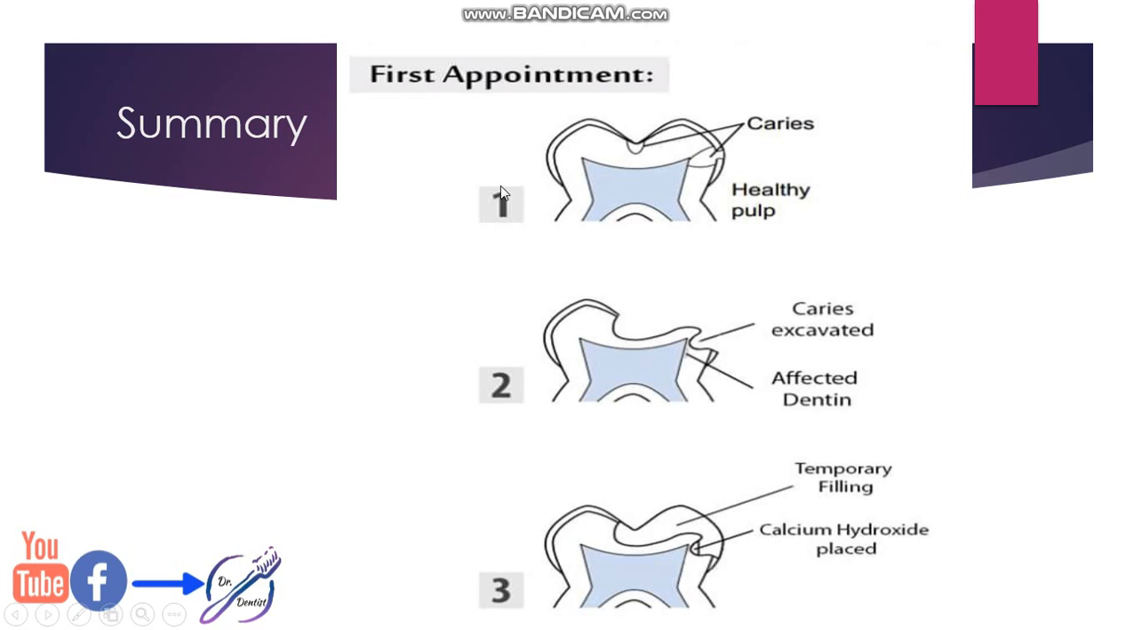In summary, in the first appointment, this is the caries. This caries is so deep that it is near the pulp, but the pulp is healthy. It means the pulp has not been exposed or involved. Then the caries is excavated, or removed from the site, but the affected dentine is left behind. This is not removed to avoid pulp exposure. Then calcium hydroxide paste is placed, then zinc oxide and a temporary filling, and it is better to use amalgam.